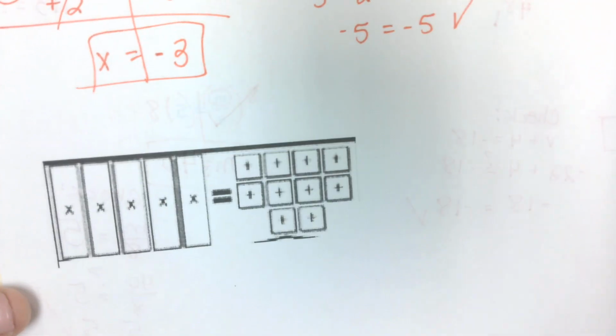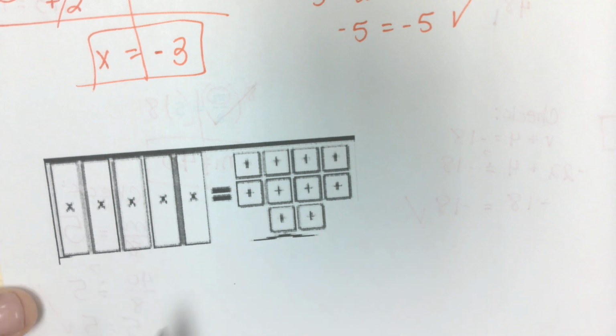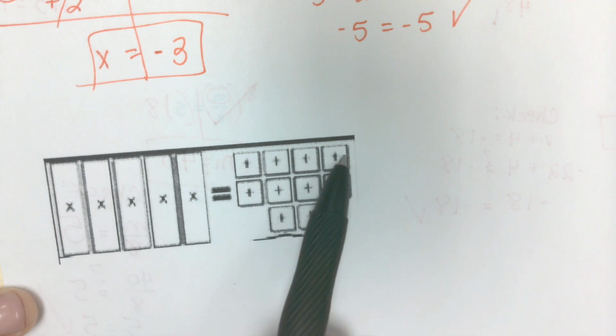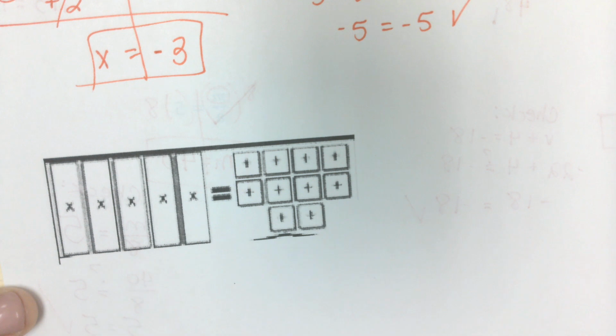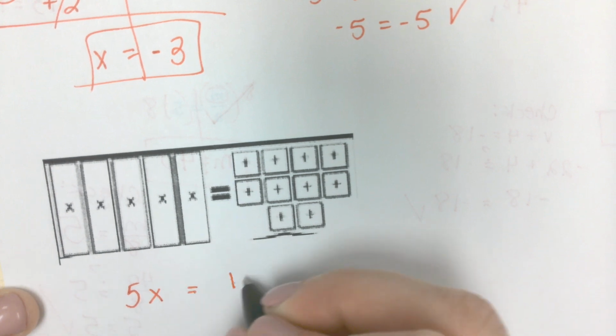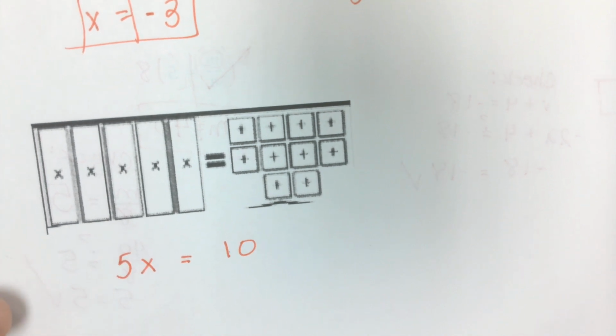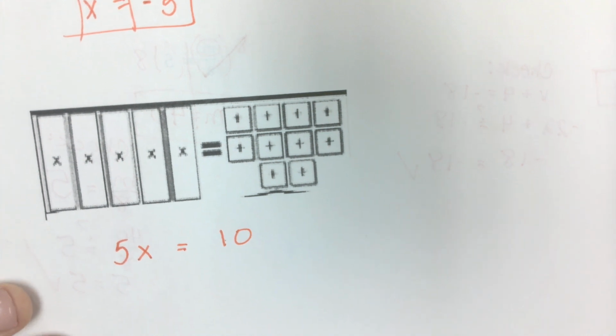All right, last one. And you're going to do your assignment. So let's count it up. Let's convert this. Go ahead and do this, and then you can check your answer with me. Okay, so check your equation with mine. 5x equals 10.